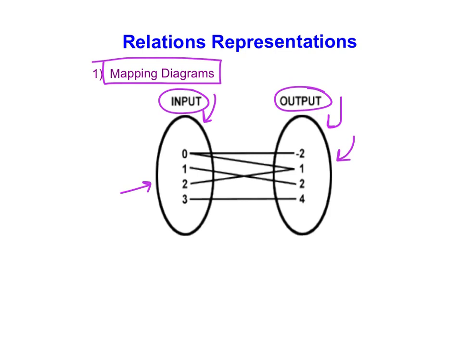So what this diagram is saying is that the input 0 pairs with the output of -2. The input 0 pairs with the output of 1. Input 1 pairs with the output of 2. Input 2 pairs with an output of 1. And input 3 pairs with an output of 4. So you use ovals and lines to represent the connections between input values and output values.